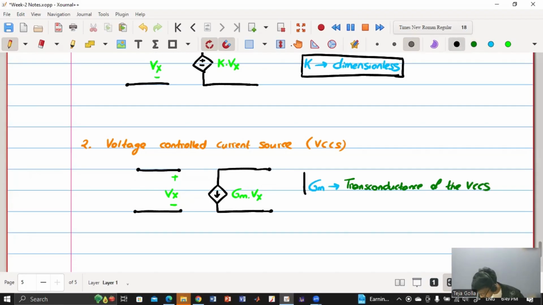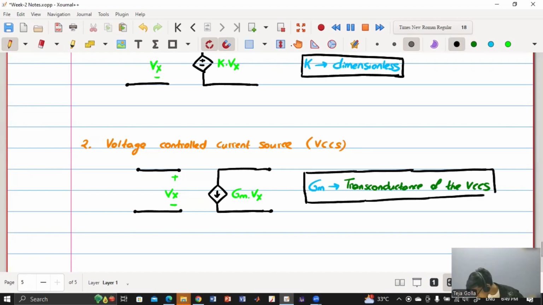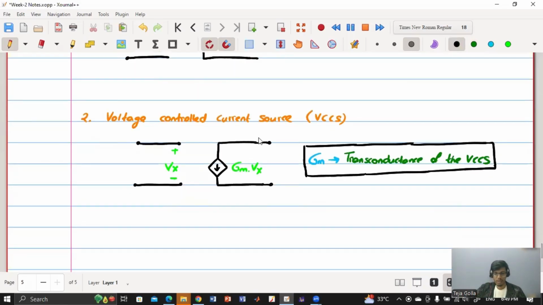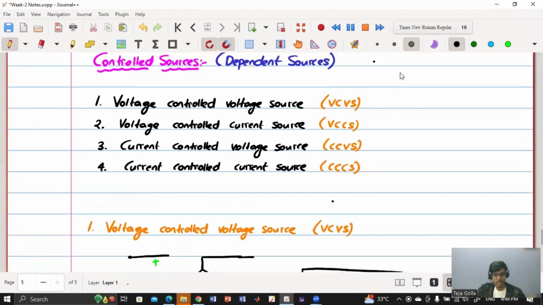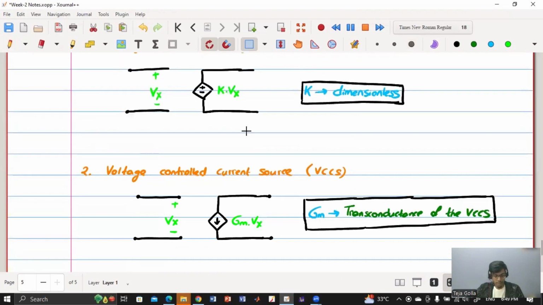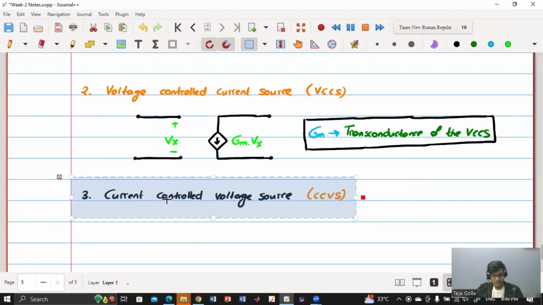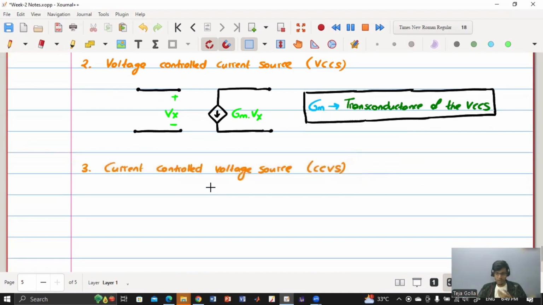So it has a dimension because it is converting some voltage into current. So that gain should have some dimension. Then only it can match, right? So that is having the dimension of a conductance, and that's why it is called transconductance. Similarly, if we go to the current controlled voltage source, again it is converting some quantity which has a dimension to some other quantity which also has a dimension. So there should be some dimension for that gain that is being used. So now can you tell me what will be the dimension of that gain?